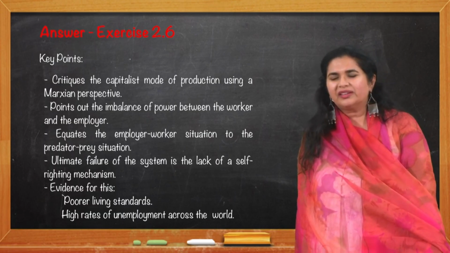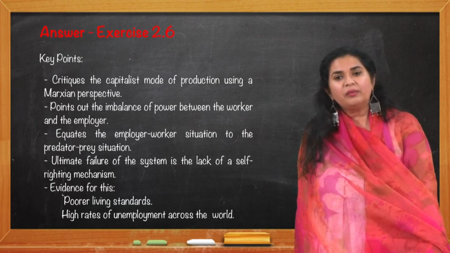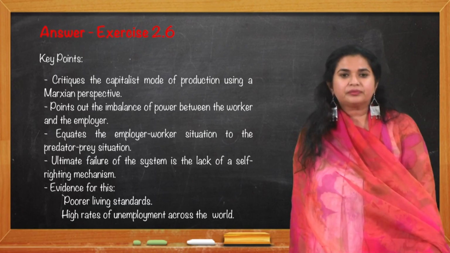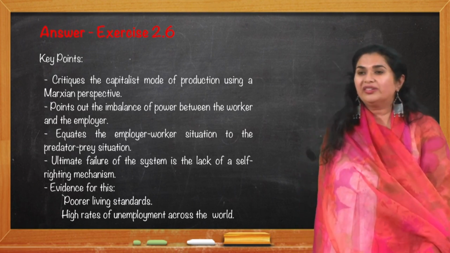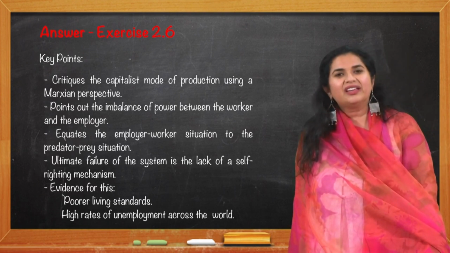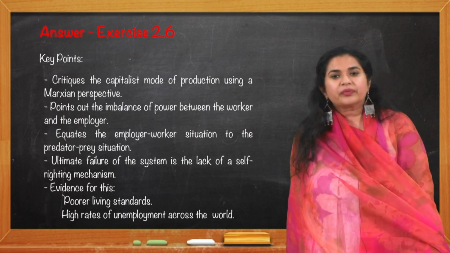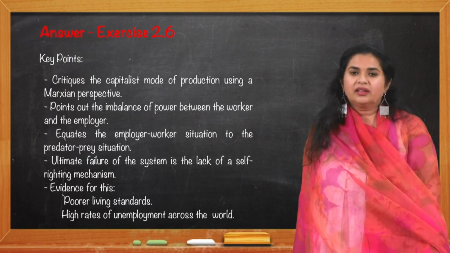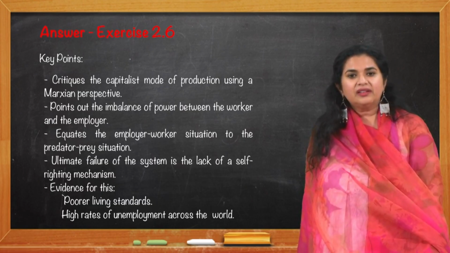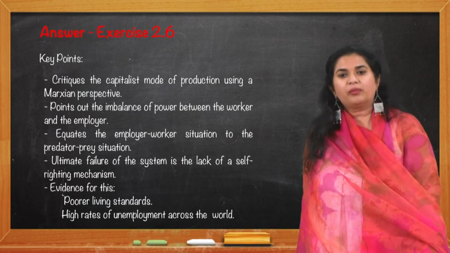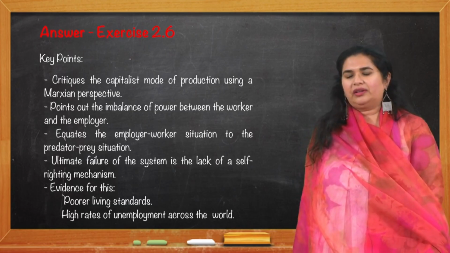You do not have to get into the theory part of it, of course. The passage also points out the imbalance of power between the worker and the employer. The passage equates the employer-worker situation to the predator-prey situation, which is very important. Every society has a predator. In every civilization, we have a predator and a prey. And then there is the failure of the system in providing a self-righting mechanism. Evidence is poor living standards and high rates of unemployment across the world. So, these are the main points.